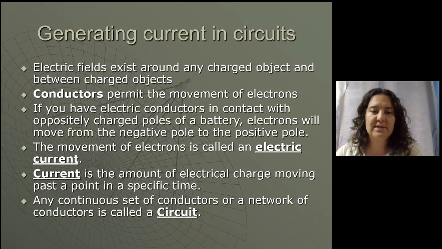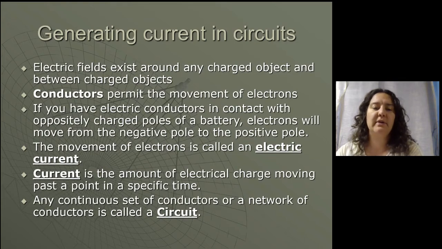Electric fields exist around any charged objects and between two different charged objects. Conductors permit the movement of electrons, so wire is a conductor. If you have electric conductors in contact with oppositely charged poles of a battery, electrons are going to flow from the negative pole to the positive pole. And this is called an electric current.